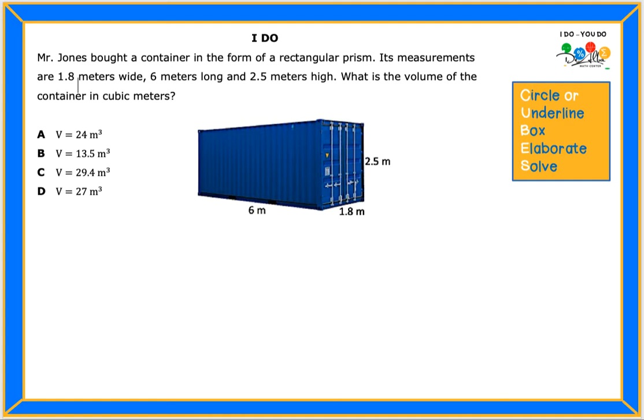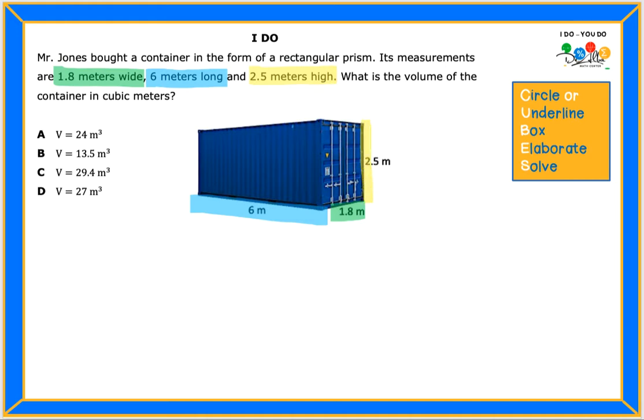Okay, let's identify our important information. It says the shape is a rectangular prism and we can see it. All the faces in this three-dimensional shape are rectangles. This is another rectangle, and then on the back we don't see it, but it's going to be a rectangle. The measurements are 1.8 meters wide, so that will be this. You agree, guys? Great. Then it says it's going to be 6 meters long, which is going to be right here, and then 2.5 meters high, which is going to be this distance.